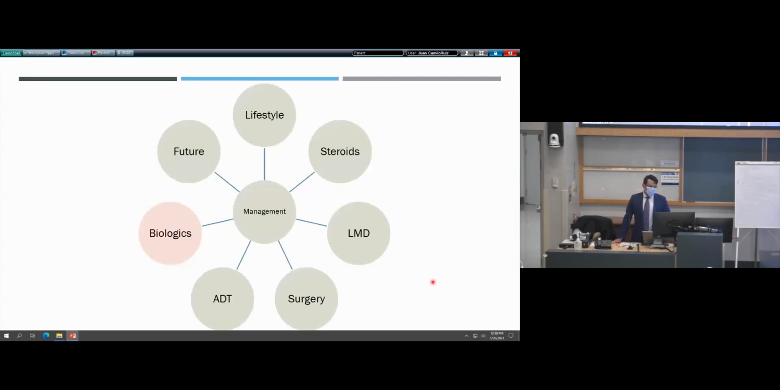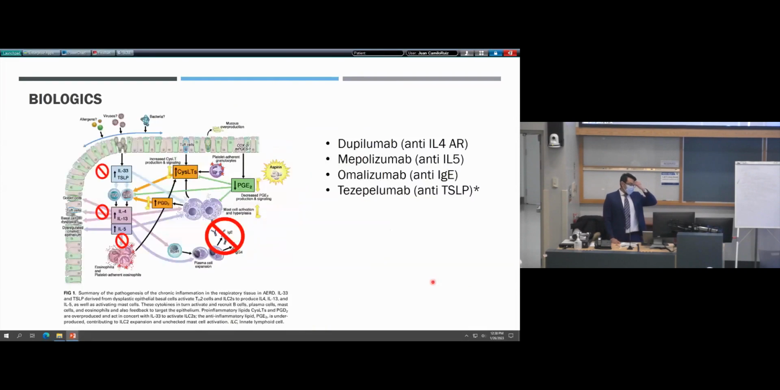So now let's talk about biologics. These are the main biologics that are approved for NERD. You have dupilumab, which is an anti-IL-4 alpha receptor antagonist. You have mepolizumab, which blocks IL-5, so mostly an eosinophil blocker, and omalizumab, which blocks IgE. Now, for them to be used on NERD, you need to target 2 things: nasal polyps and asthma.